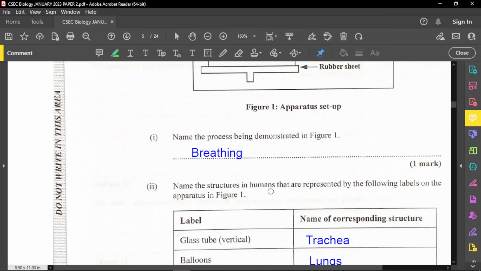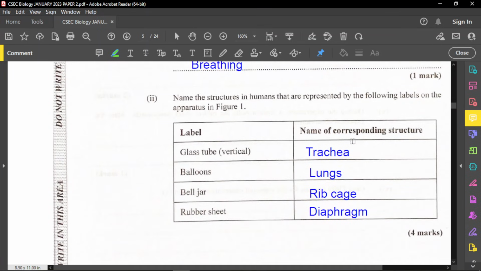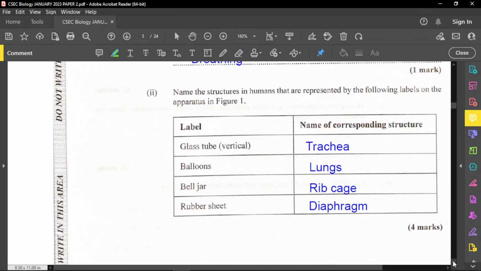And it said name the structures in humans that are represented by the following labels on the apparatus. And so the glass tubes, you can always go back to the diagram. For the glass tube, which is the vertical section, that is the trachea. The balloons will be the lungs. The bell jar will be the rib cage. And the rubber sheet will be the diaphragm.